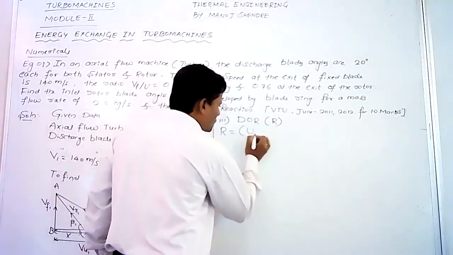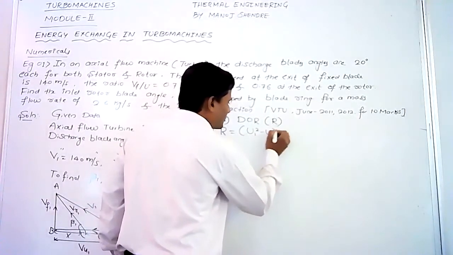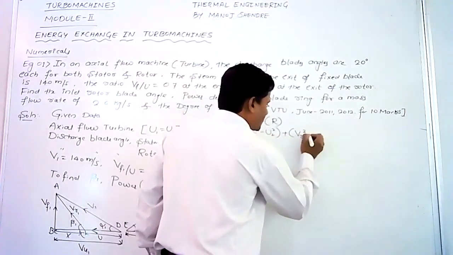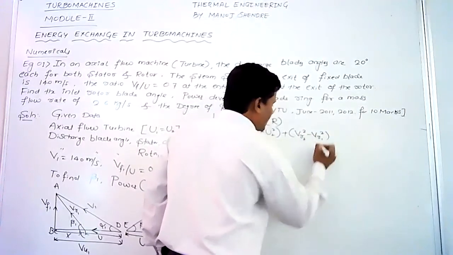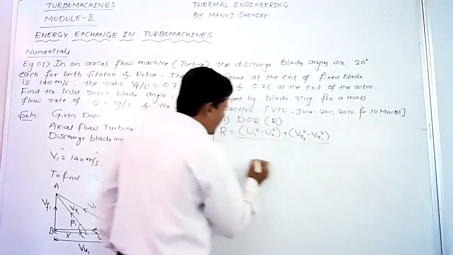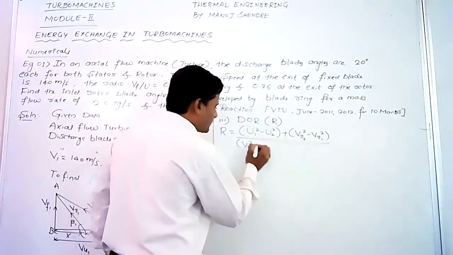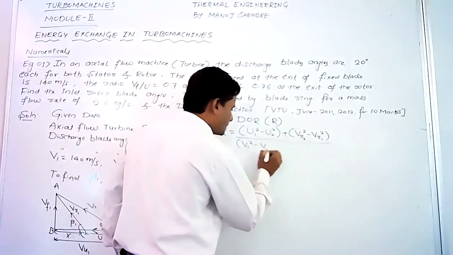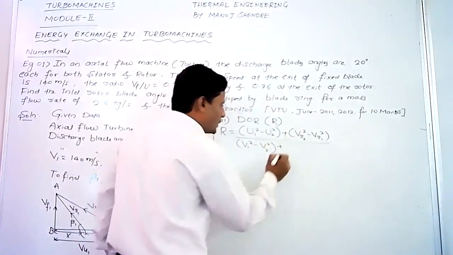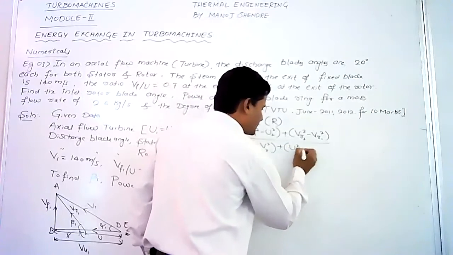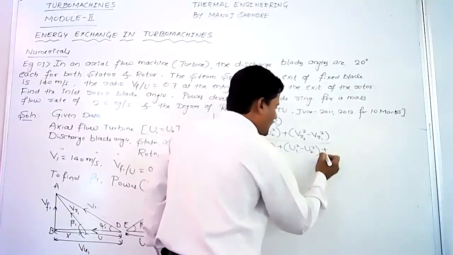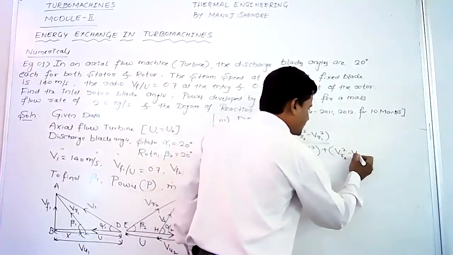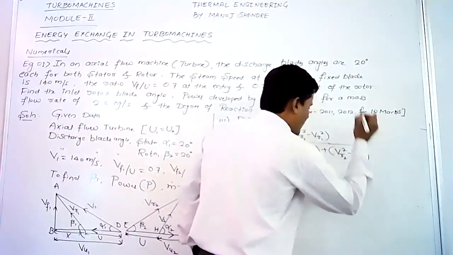U1 square minus U2 square plus VR2 square minus VR1 square, divided by V1 square minus V2 square plus U1 square minus U2 square plus VR2 square minus VR1 square.